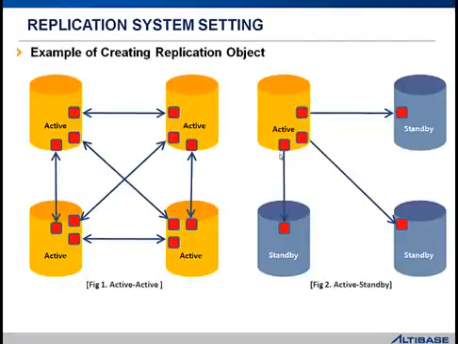As you look at the diagram, this is an example of creating replication objects. This is the active-active environment. There are four servers, so three replication objects are created inside one server. Each active server has three replication objects, because the number of replication objects is equal to the number of entire servers minus 1. This replication object is connected to this one, and this one is connected to this one. As you can see, the active-standby environment is different from active-active.